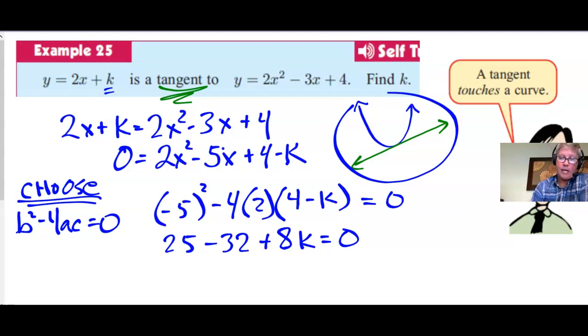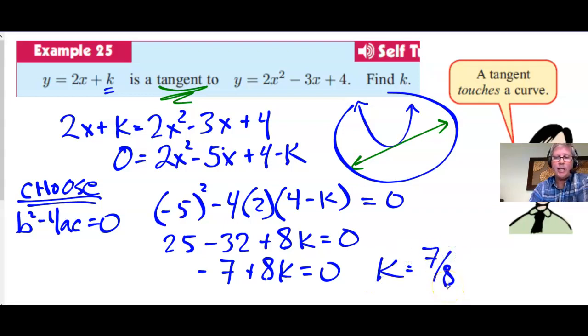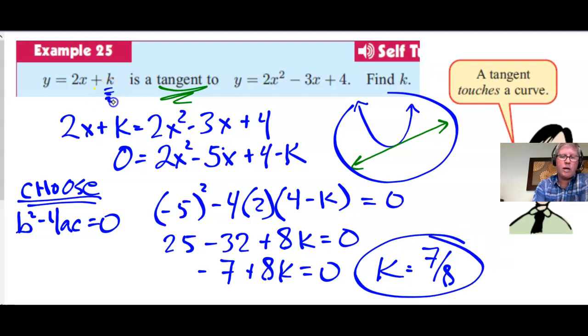It's fine. We're going to get negative 7 plus 8k equals 0. And that gives us k is equal to 7/8. All right, that's all it asks. So when k is 7/8 right here, that line touches that parabola in one spot. It is tangent. Remarkable.